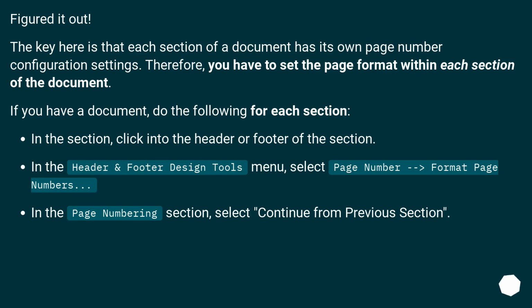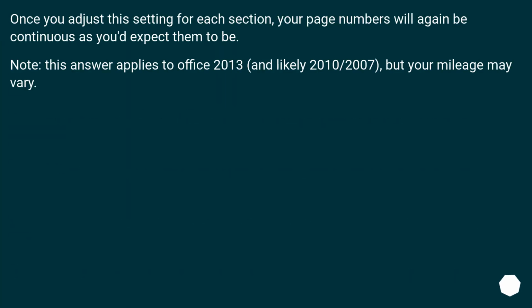In the Header and Footer Design Tools menu, select Page Number > Format Page Numbers. In the Page Numbering section, select Continue from previous section. Once you adjust this setting for each section, your page numbers will again be continuous as you'd expect them to be. Note, this answer applies to Office 2013, and likely 2010-2007, but your mileage may vary.